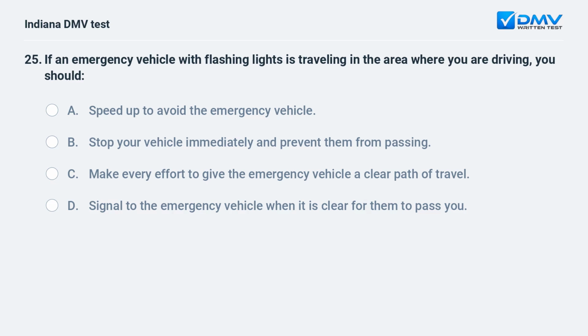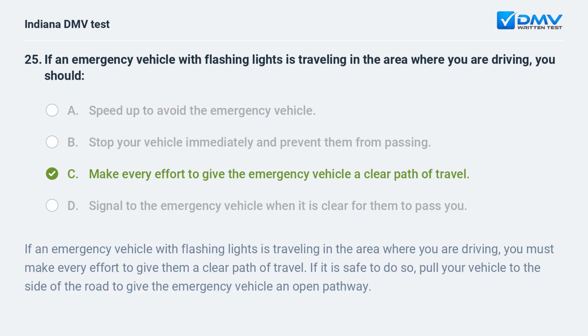If an emergency vehicle with flashing lights is traveling in the area where you are driving, you should A. Speed up to avoid the emergency vehicle. B. Stop your vehicle immediately and prevent them from passing. C. Make every effort to give the emergency vehicle a clear path of travel. D. Signal to the emergency vehicle when it is clear for them to pass you. C. Make every effort to give the emergency vehicle a clear path of travel.